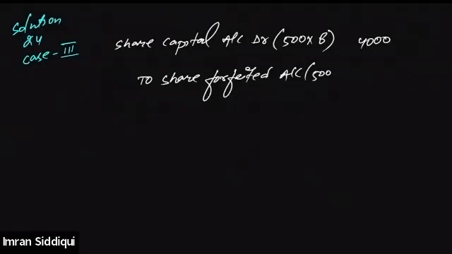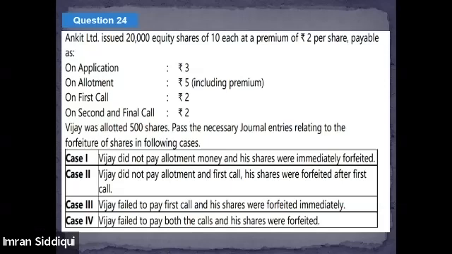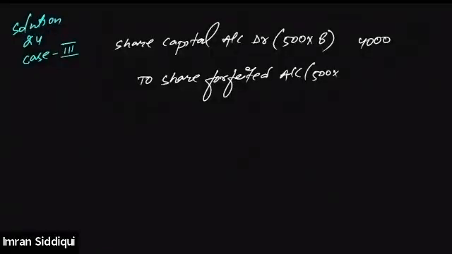500 into what amount will be forfeited? Amount that he has already paid. He must have paid, since the company has decided to forfeit his share after the non-payment of the first call. That means he must have paid the application and allotment. So we need to write down the amount that has already been received from him, excluding premium. So 3 plus 2, 5 rupees. No, 3 plus 3, no? 3 plus 3. Right? Is that correct? Yes, sir.